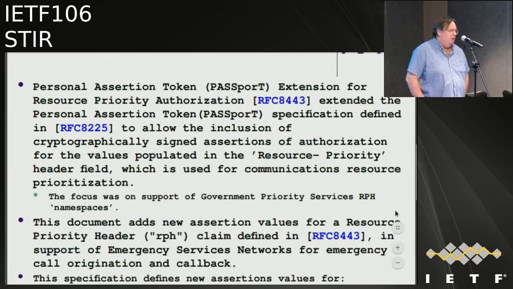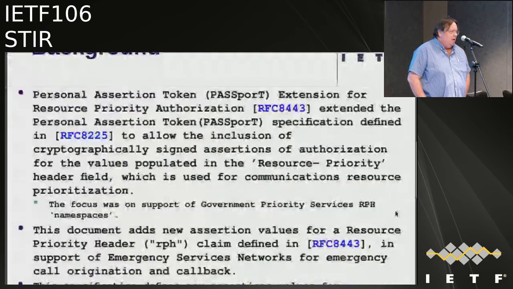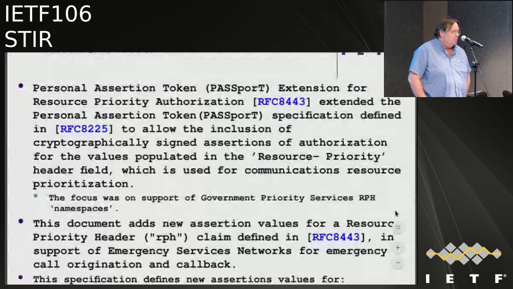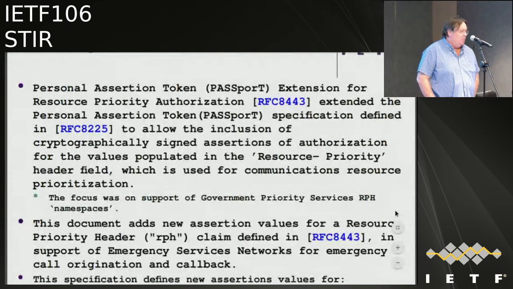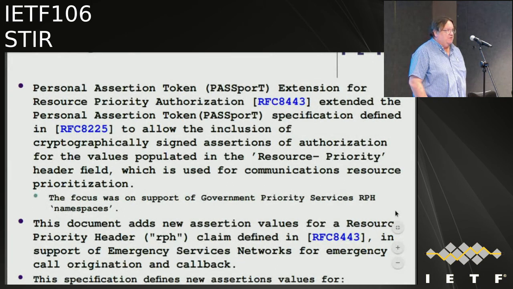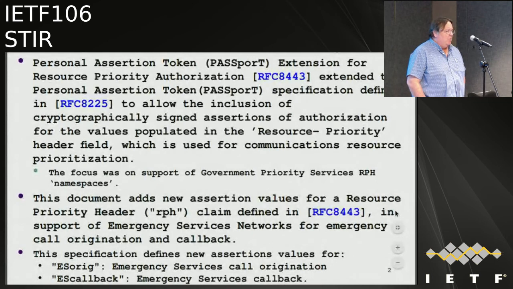Okay, so in the first signing RPH for government priority services, we built upon 8225 for inclusion of a cryptographically signed RPH header field. A registry was created so that additional new assertions would be easier for standardization within IANA. And so this document provides new assertions for emergency services call origination and emergency services callback. The new assertion values are ESORG for the emergency services origination and ES callback for emergency services callback.